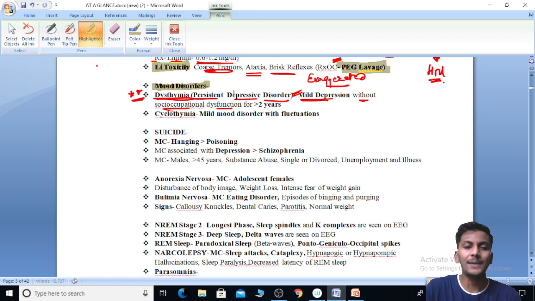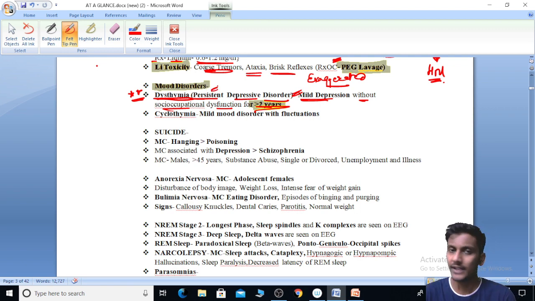And what is the time period for diagnosing it as dysthymia? This mild depression lasting for more than two years is characterized as dysthymia, and as it is lasting for more than 2 years, it is considered persistent. Persistent means for a longer period of time, right? So persistent depressive disorder, also known as dysthymia.